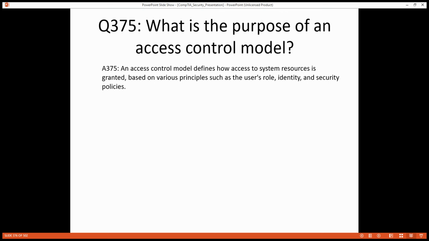Q375. What is the purpose of an access control model? A375. An access control model defines how access to system resources is granted based on various principles such as the user's role, identity, and security policies.